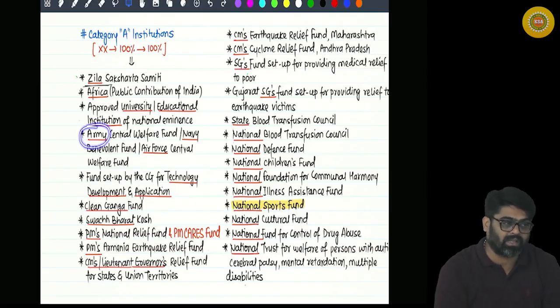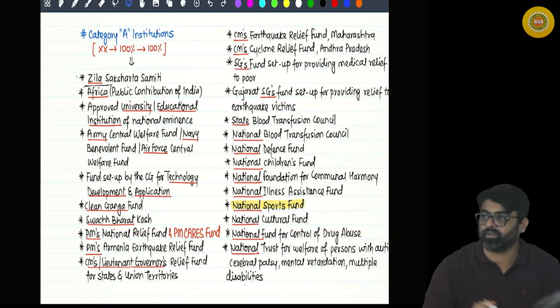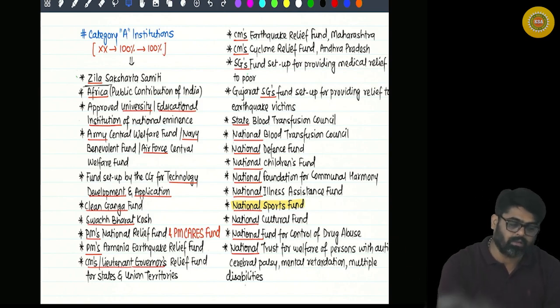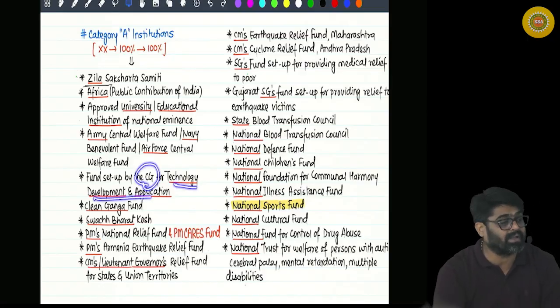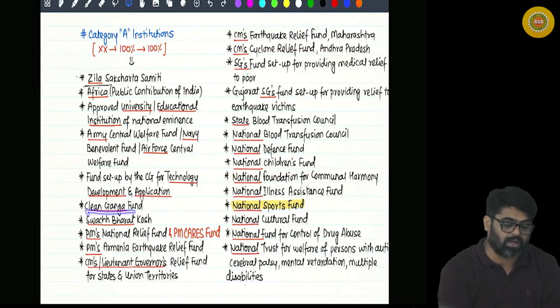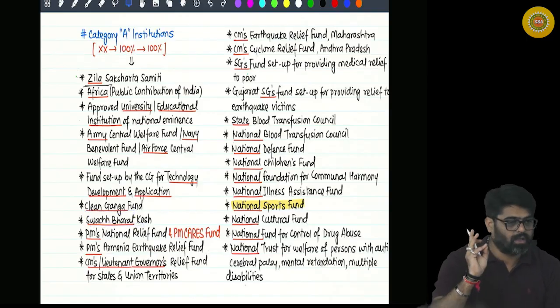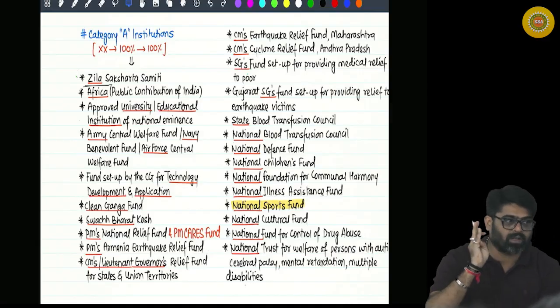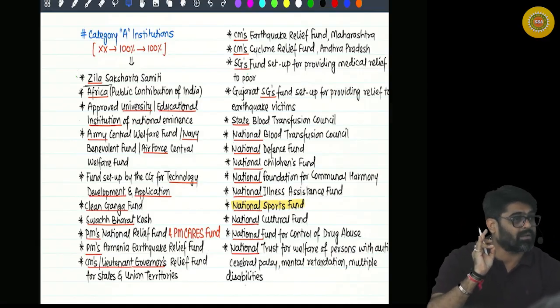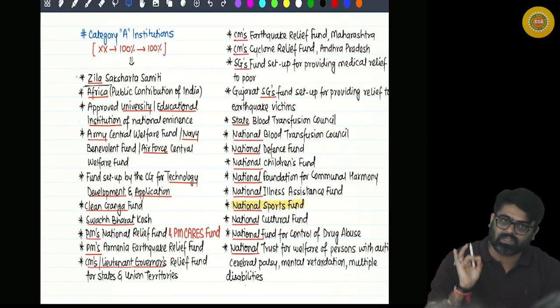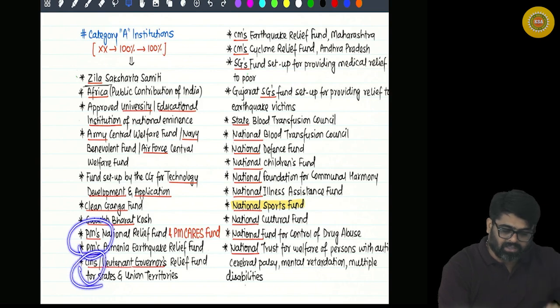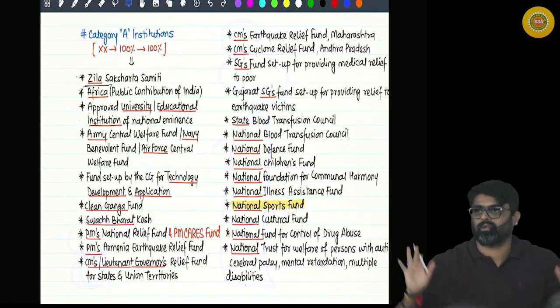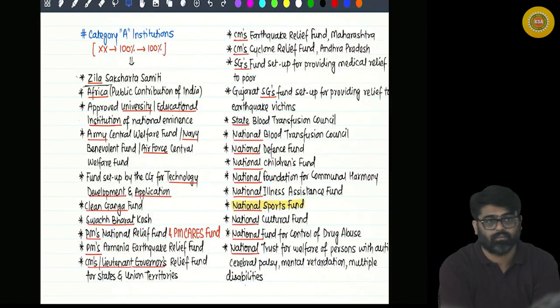For the welfare of Army, Navy and Air Force staff and their families, some funds are created. So in those funds also you can donate. There is a fund created by the central government for technology development and application. There is a fund called Clean Ganga and Swachh Bharat. Remember Zilla. Remember Africa. Remember university or educational institution. Remember Army, Navy, Air Force. Remember technology. Remember Clean Ganga. Remember Swachh Bharat. All the prime ministers here, all the chief ministers here, all the state government here, all the national funds are here only, in category A. Will you remember this?